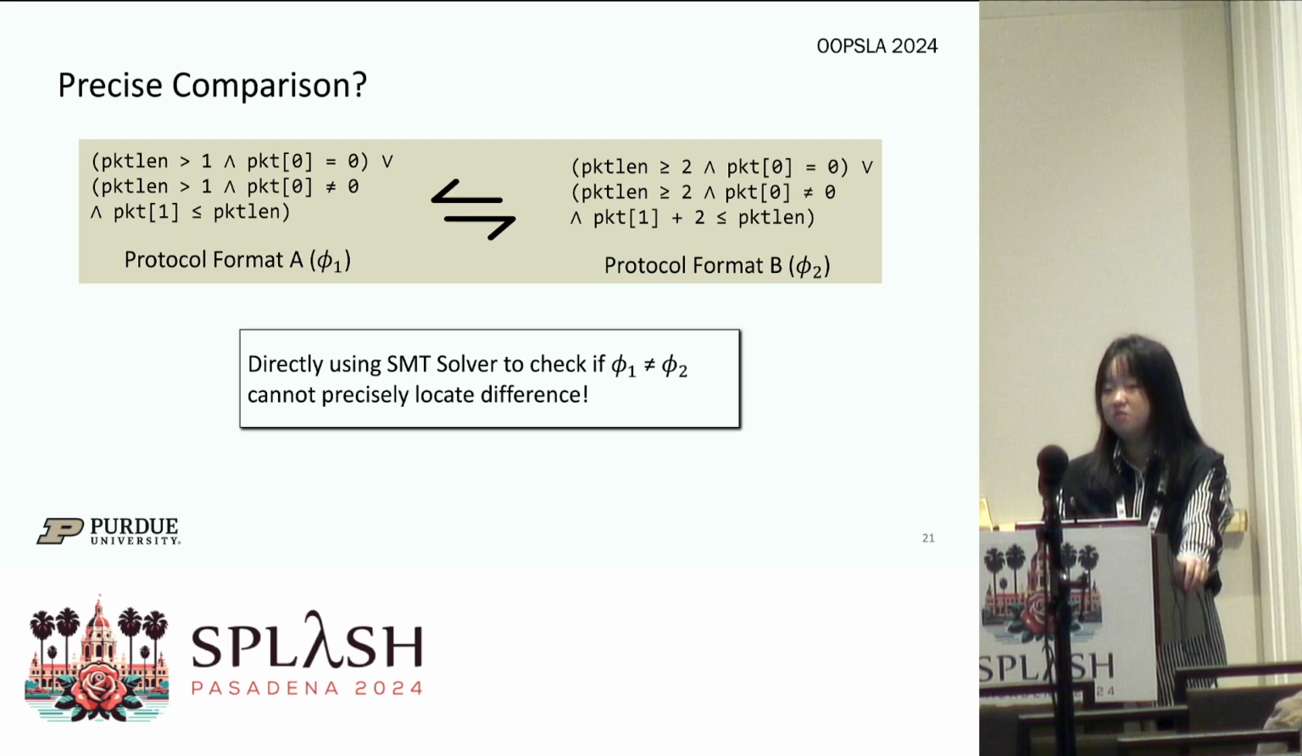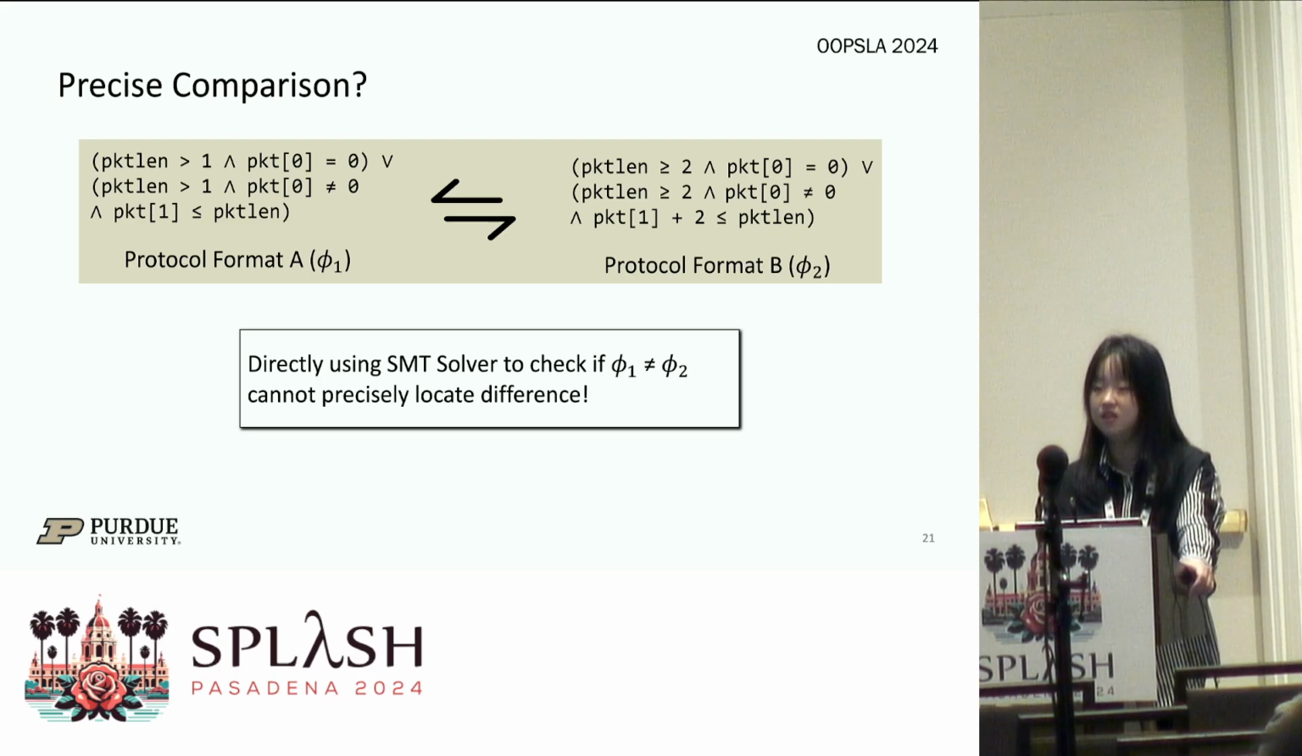And if satisfiable, the SMT solver can give us an input which can be passed by one implementation but failed by another. And this may indicate inconsistency here, right? However, in real-world cases, the format constraints are often very long and complex. The difference itself cannot directly pinpoint where the difference is located. Also, this only shows one difference at a time between those two formulas.